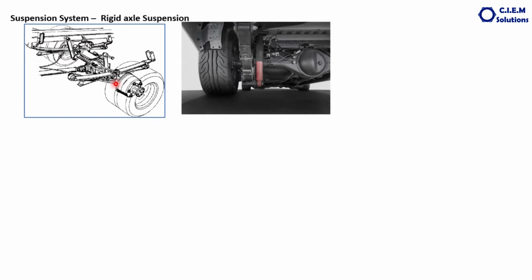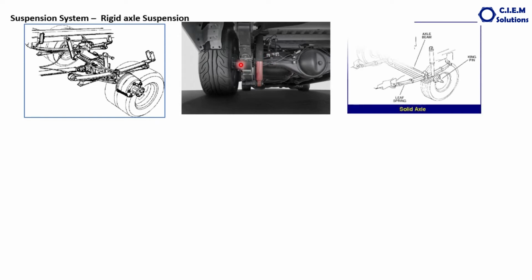This is fitted on both the front axle and the rear axle. Why is it called a rigid suspension system? It is fitted on a rigid axle, so it is called a rigid axle suspension system. There will not be movement of this axle, either the front axle or the rear axle housing. In the case of the rear axle, it is fitted over the rear axle housing. Inside there will be two half shafts, axle shafts, and above this housing it is fitted.